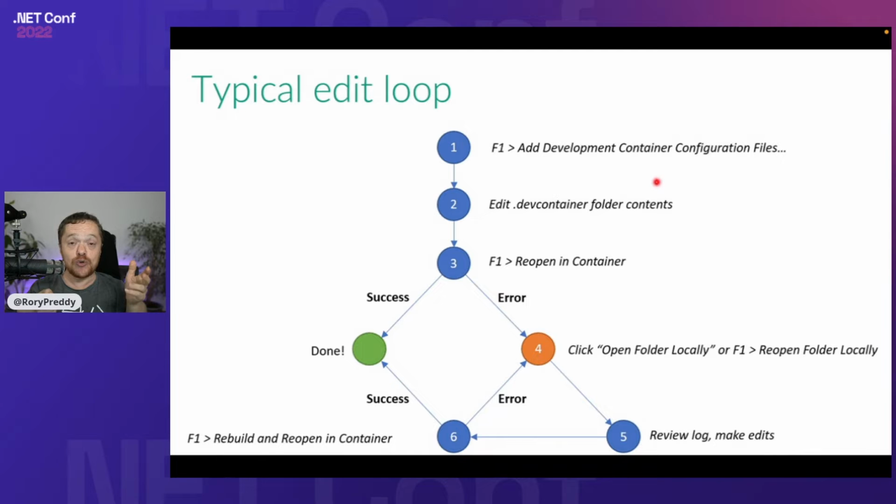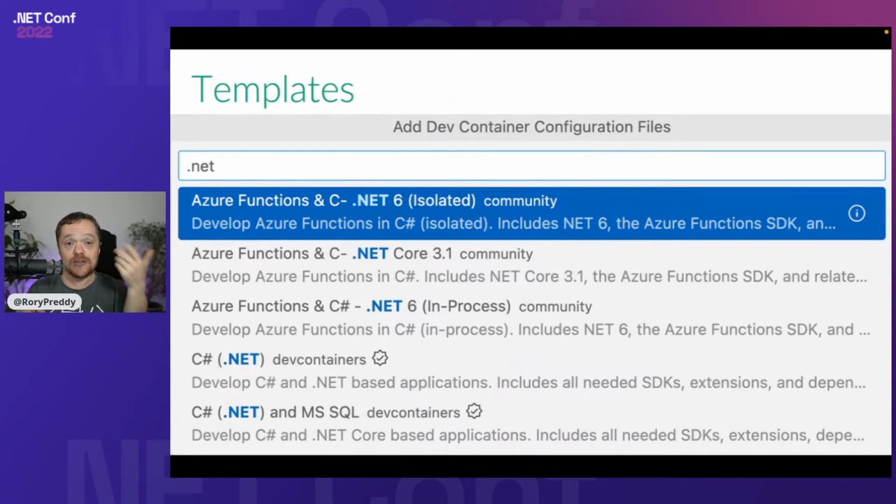So you add your development container files to your existing project. You edit a file called .devcontainer in the folder contents. You reopen in container, and we'll do that in the demo. If it's success, done, yay. If it's an error, then you can actually open the folder locally again, modify the dev container, review the logs that are creating the container, rinse and repeat, and get that container perfectly tuned to exactly what you want in a development environment. So let's get started on how you can actually add those developer containers.